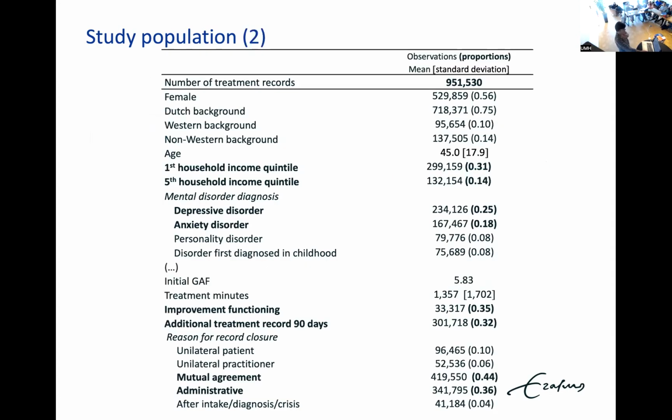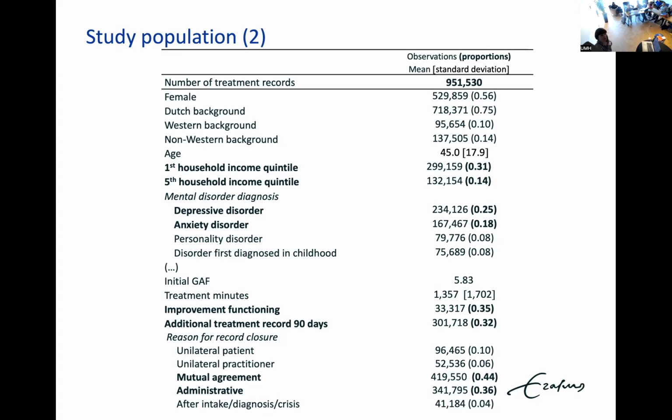Okay, so continuing, to show you a bit of our population that we end up with after that selection. It's almost 1 million cases / patients. We have only 1 record per patient because it's the first. I've highlighted a couple of things here. Broadly compared to the Dutch population, we have a bit more people from either a Western and non-Western background.